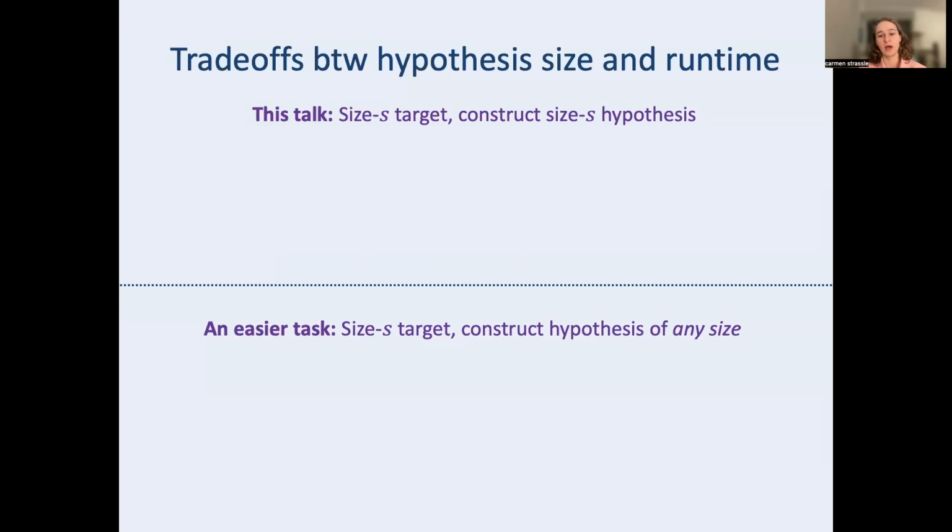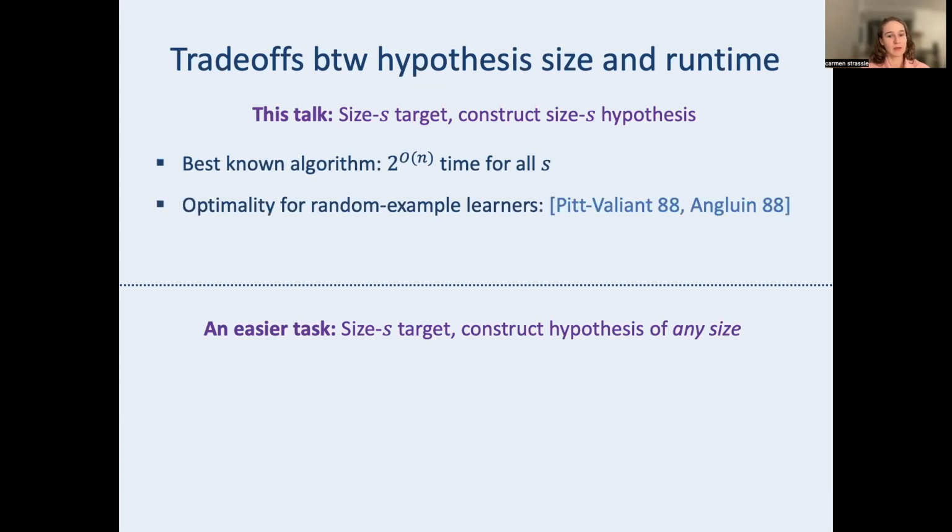Again, in this talk, we focused on the proper setting, where we want to construct hypotheses which are the same size as our target. So, as I said before, the best known algorithm is this dynamic programming algorithm that runs in time exponential in n. And we have this very old result from the early days of learning theory, which is that this algorithm is optimal for random example learners. And in this work, we showed that it's also optimal for query learners.